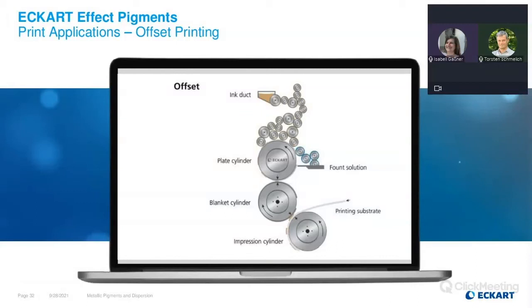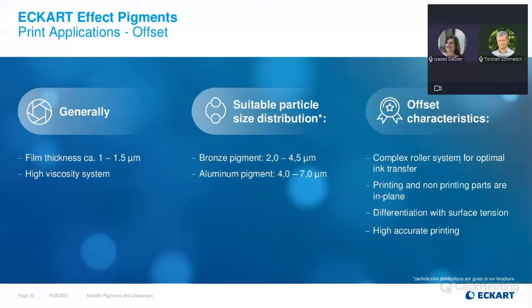If you would use a very coarse pigment grade, let's say 15, 20 micron, there would be a high chance that these pigments are deformed or even broken under these shear forces, especially at high speed. And then a good transfer cannot be guaranteed anymore. Therefore, for the best performance and the best press stability, the finest metallic pigments have to be used. Here we see that film thicknesses of 1 to 1.5 microns are being used for offset printing inks. That means flake pigments like bronze must be in the range of 2 to 4.5 micron, while aluminum can be a little bit coarser and still transfer very well.